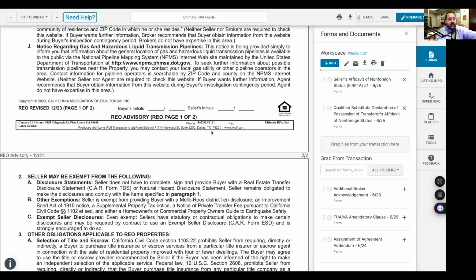Even though they don't have to do that, it says seller remains obligated to make the disclosures and comply with the items specified in paragraph 1. So even though they have to do that, they still have to disclose based on what's in paragraph 1 that we went over with the things that they are required for.